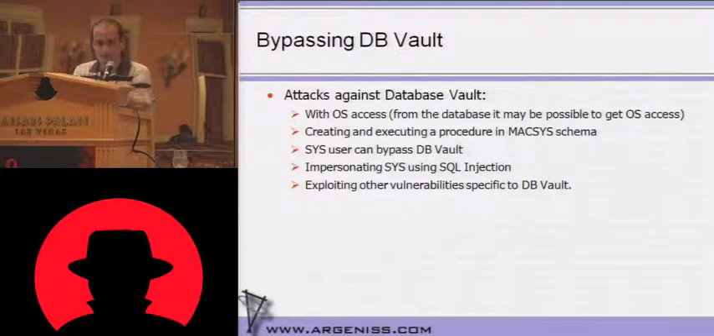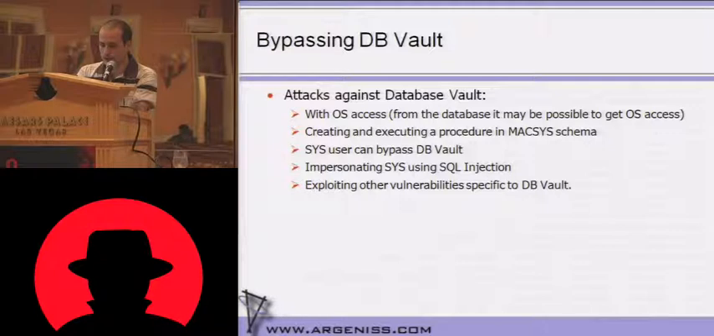Well, these are the attacks that we are going to see today. First, we will focus on attacks that look for operating system access. You probably know that it is possible to get operating system access from the database. It is kind of known, but if we take this into consideration in an installation of Database Vault, this is much more dangerous, because it means that once we get this kind of access, we probably can compromise Database Vault.